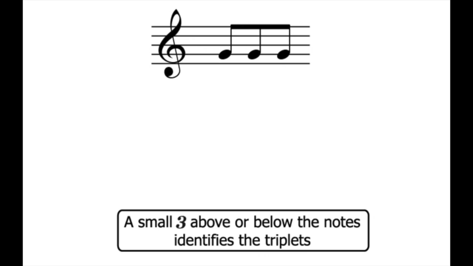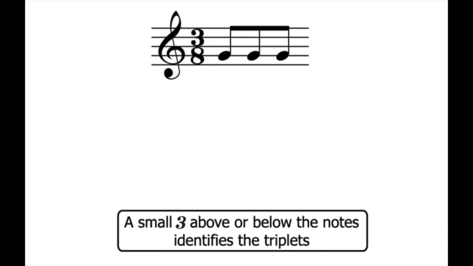Just because they happen to be a group of 3 notes that are beamed together does not necessarily make them a triplet. This is simply a full measure of eighth notes in 3/8 time, 3 beats per measure, and each eighth note equals 1 full beat. Since there is no small 3 above the notes, then they cannot be triplets.